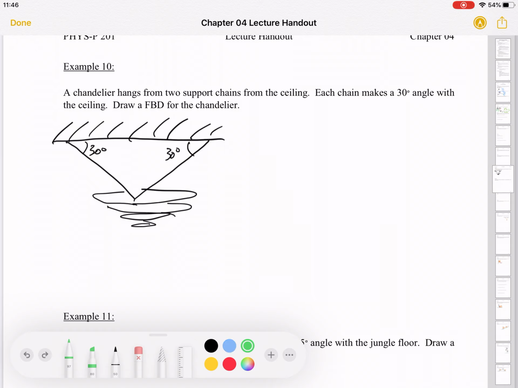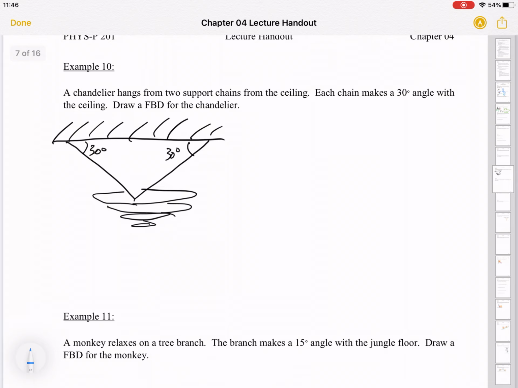So we can identify the forces acting here. There's definitely weight, right? So I could say that here. There's weight acting here. There's no drag. There's no normal force here because it's not touching any surface, right? There's no force directly from the ceiling here. There's no friction, static or otherwise. There is tension, though, right? And there are two of them. We'll say times 2, right? Because there are two chains here.